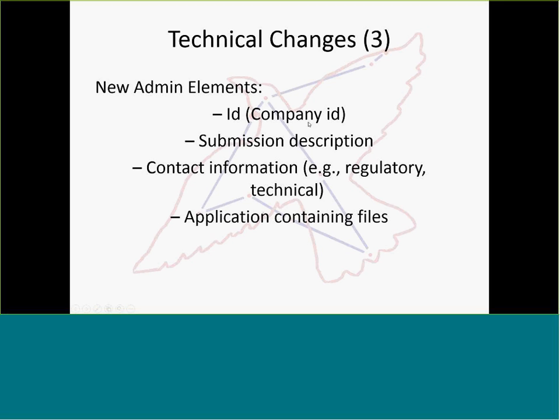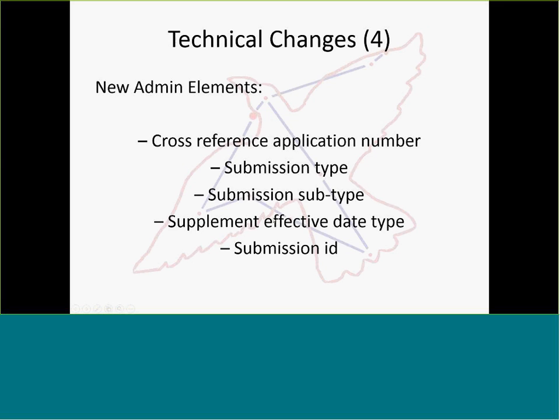So, admin elements. We have the ID, which is the company ID, also known as the DUNS number. We have submission description. We have the contact information, which I showed you before. And we have the application containing files. This is where you actually link submissions together now.